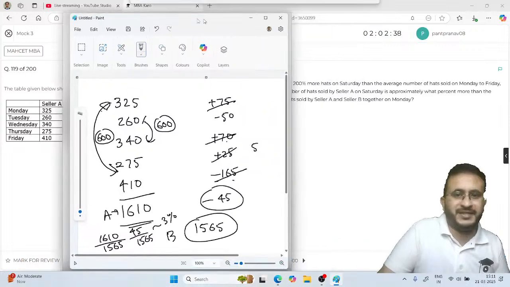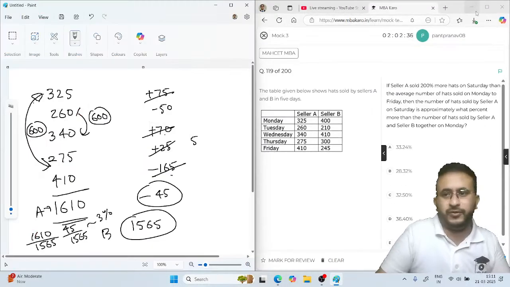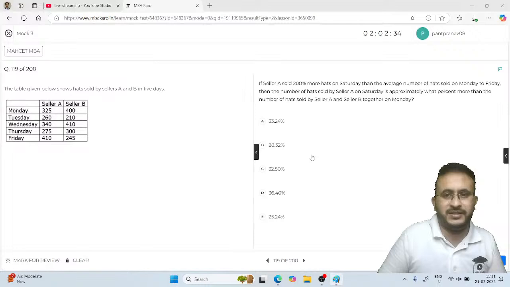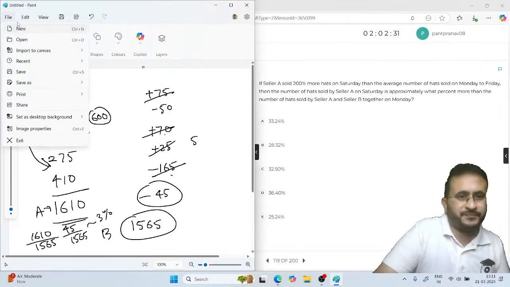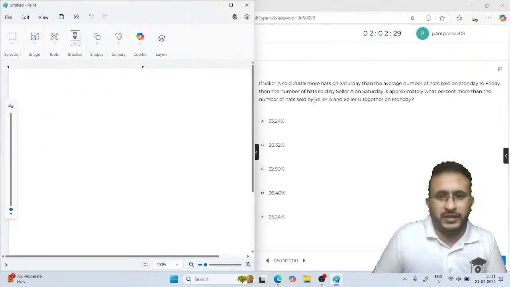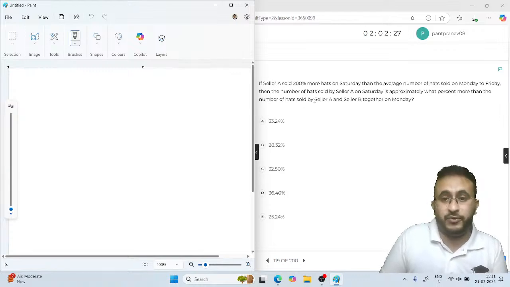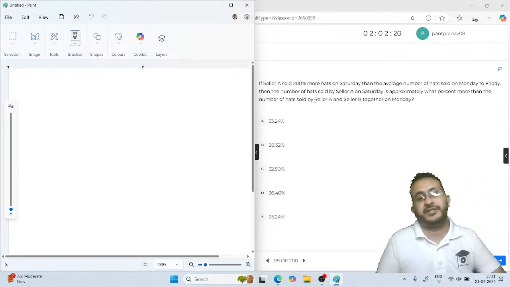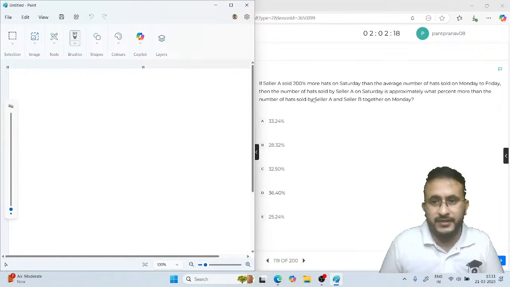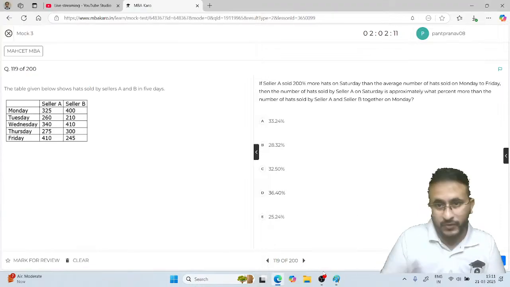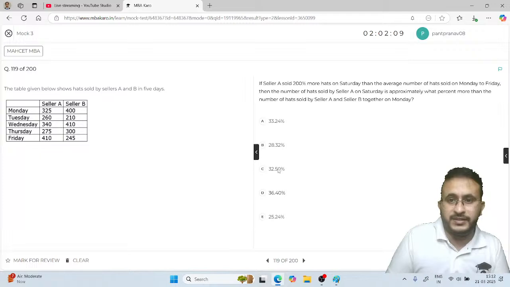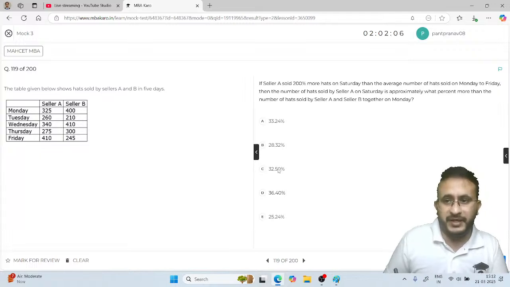Okay, so I am solving this at a slow pace to explain also कि किस तरह से कहाँ पे कैलकुलेशन हैक्स यूज कर सकते हैं. If seller A sold 200% more hats on Saturday than the average hat sold on Monday to Friday, अच्छा, so Monday to Friday से 200% more hats sell किए. Saturday is approximately what percentage is more than that.